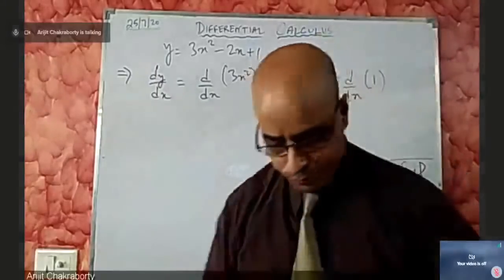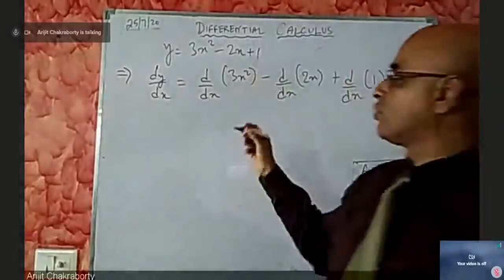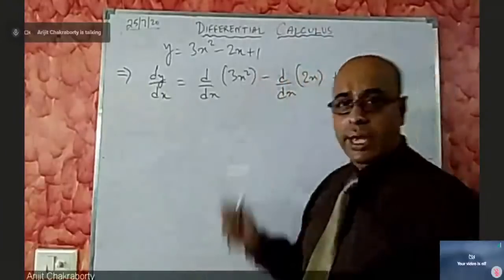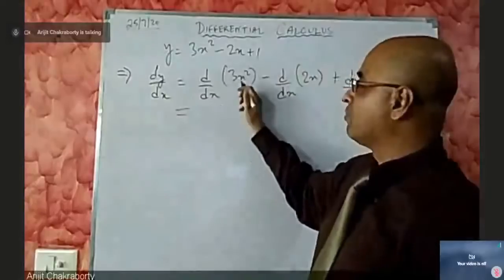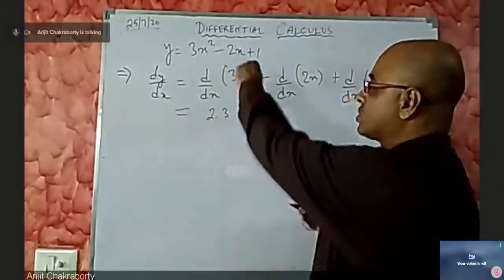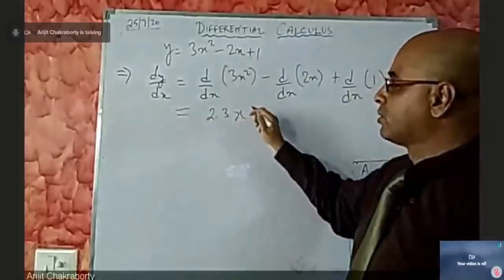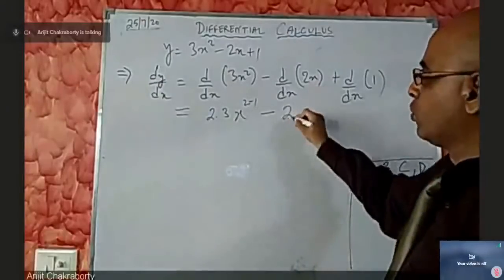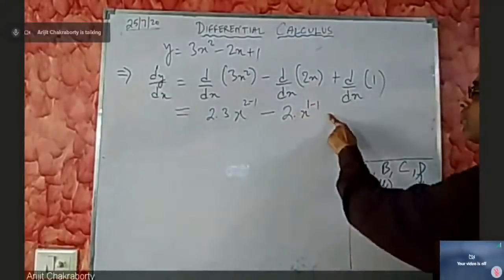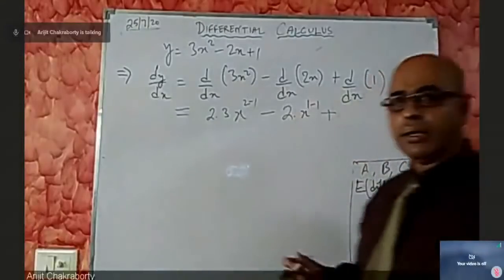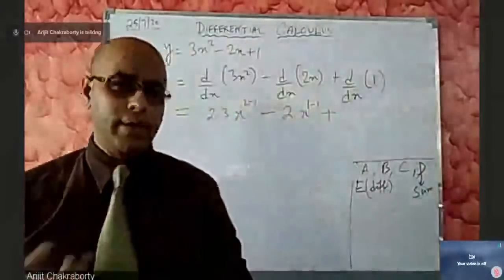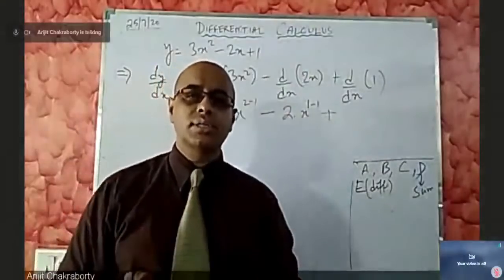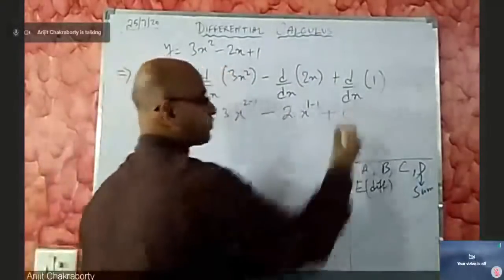Fine. So d/dx of 3x squared is of the form a into x to the power n. So the first one will become 2 into 3, this 2 will come down, into 3 into x to the power 2 minus 1. Minus, we have d/dx of 2x. This becomes 2 into x to the power 1 minus 1. Plus d/dx of 1. 1 is a constant number, it is not a variable, and the differential coefficient of a constant is 0. So we have plus 0.